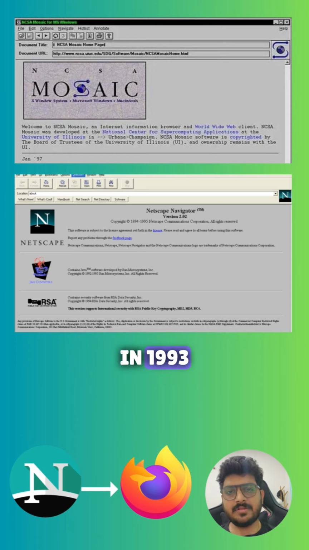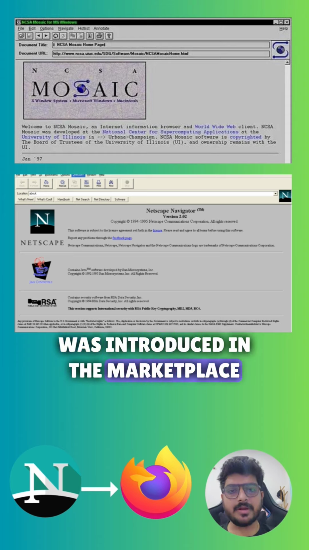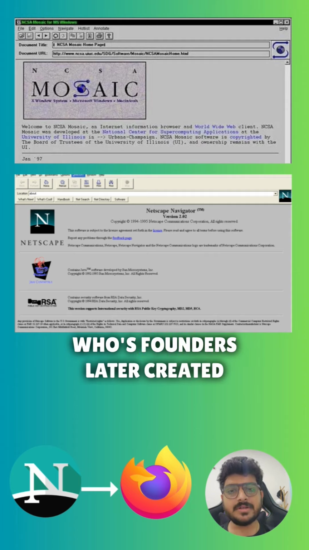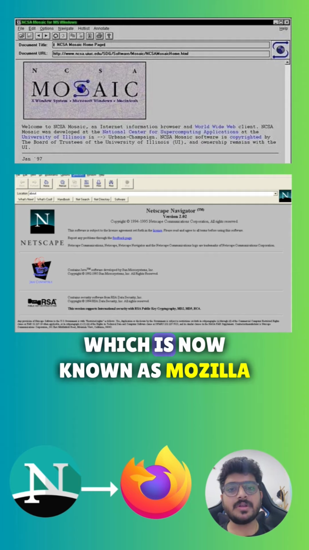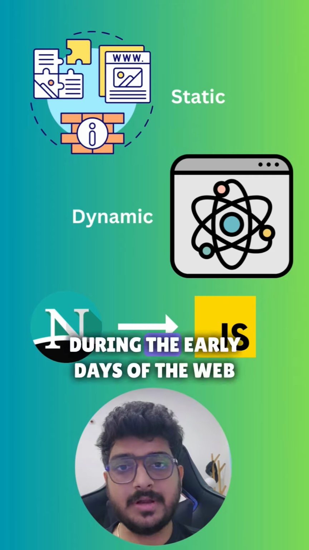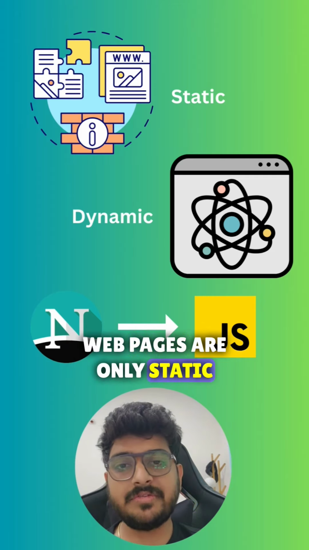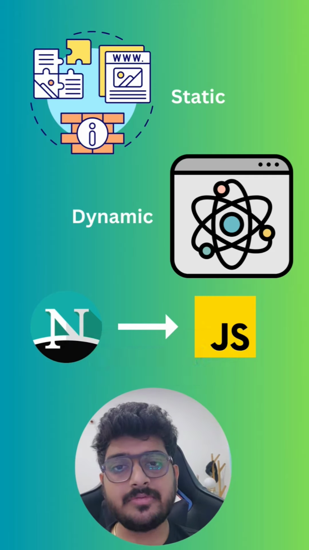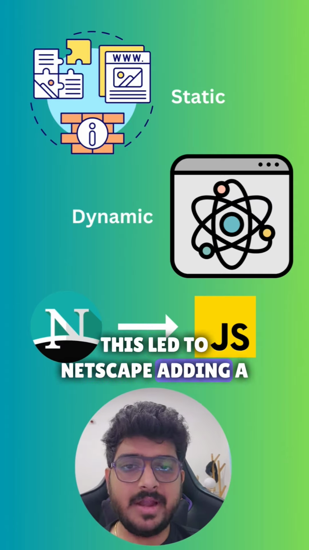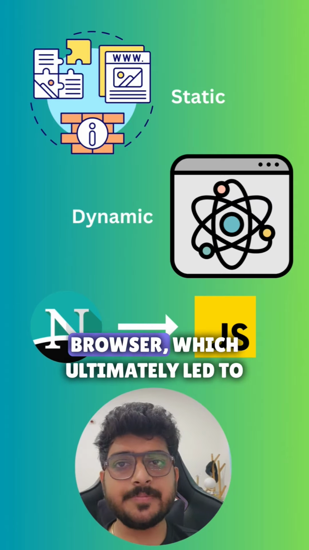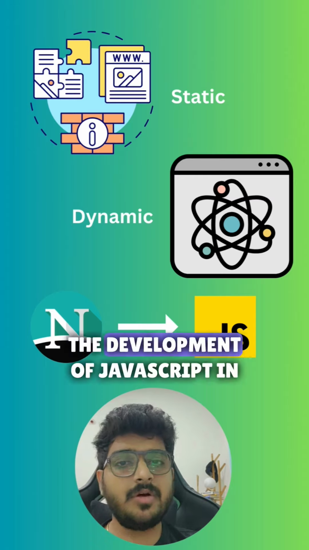In 1993, the first graphical browser was introduced in the market. It was called Mosaic, whose founders later created Netscape Navigator, which is now known as Mozilla. During the early days, web pages were only static. There was no dynamic interactivity or any kind of behavior. This led to Netscape adding a new scripting language to their browser, which ultimately led to the development of JavaScript.